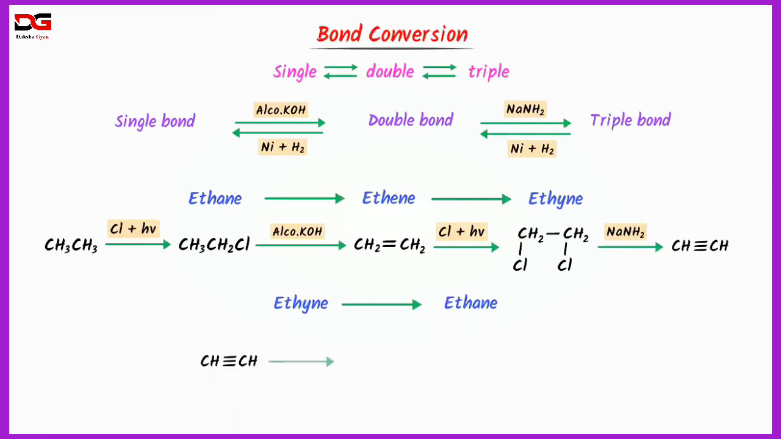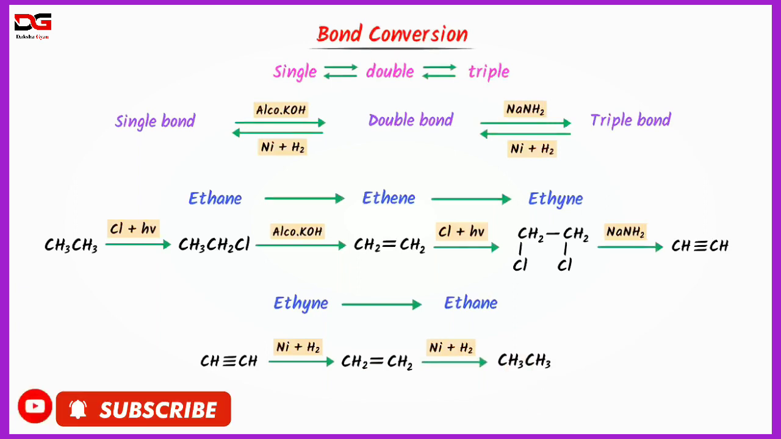On the other hand, I write ethyne here. I reduce it by adding nickel plus hydrogen. I get CH2 double bond CH2. Again I add nickel plus hydrogen to it. I get ethane. Therefore, using these simple conversions, we can easily do single bond and triple bond conversions. Now I will teach you some important conversions which you must learn.